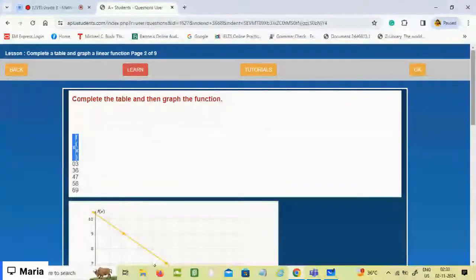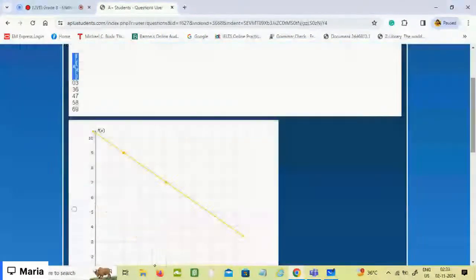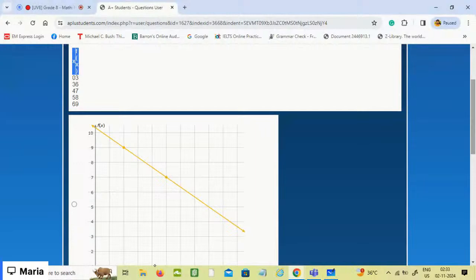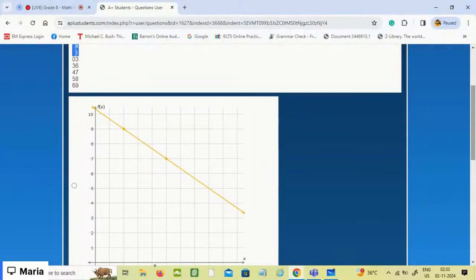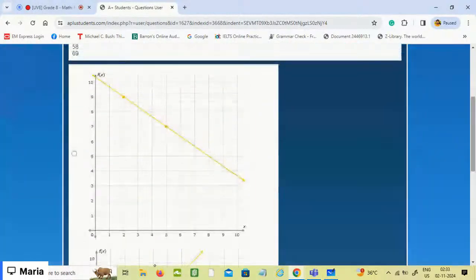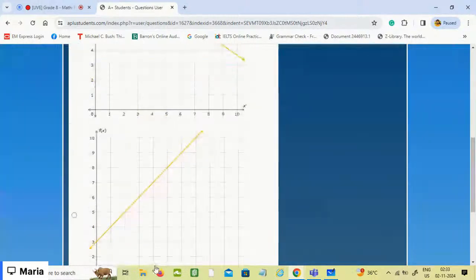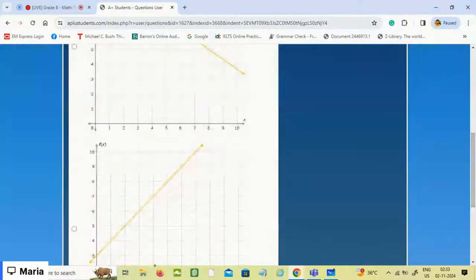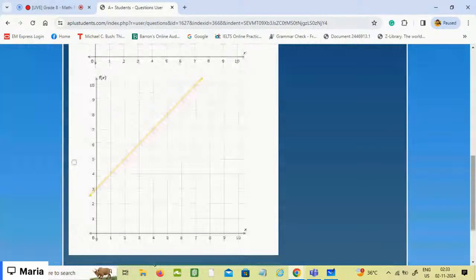Complete the table and then graph the function. So you are given the table: 0, 3, 3, 6, 4, 7, 5, 8, and 6, 9. So 0, 3, 3, 6, 4, 7. Here you have 3, 6, 4, 7, and 5, 8. So option number 2 is the correct option.